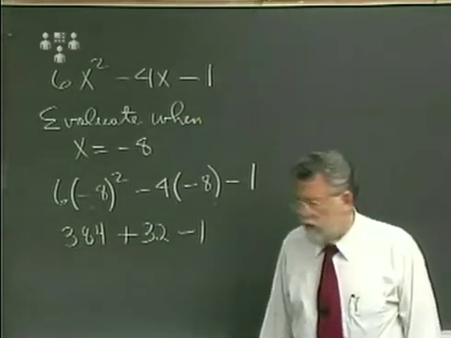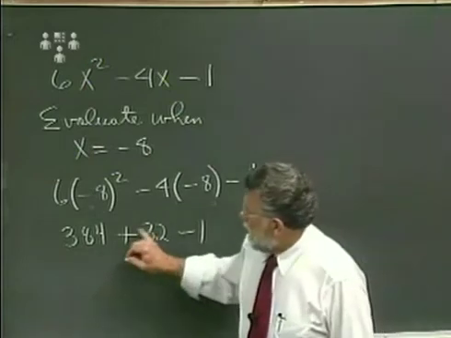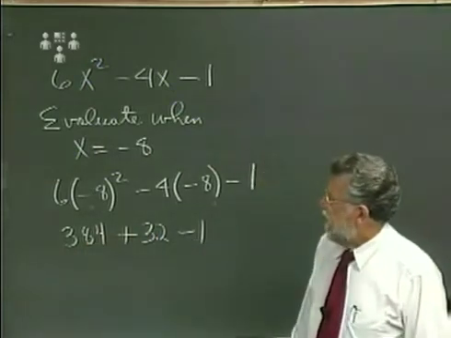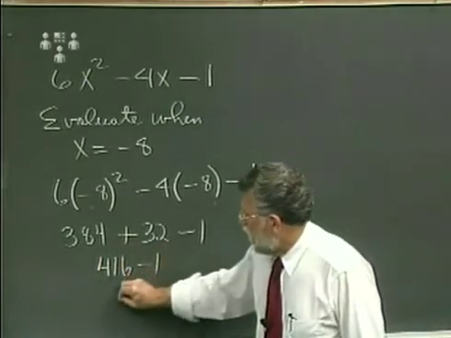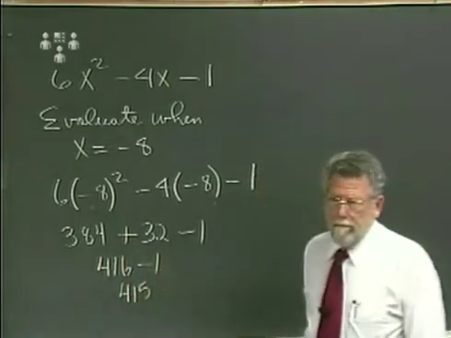Addition and subtraction in order given. So if you add these in, you're going to have 416 minus the 1 for 415. We got it?